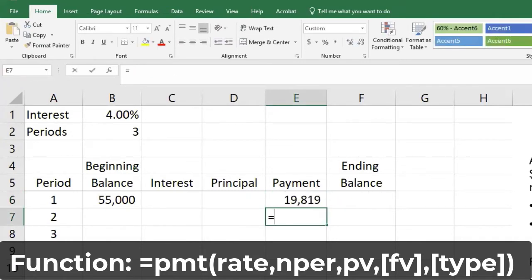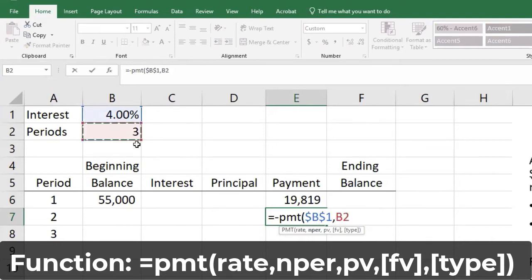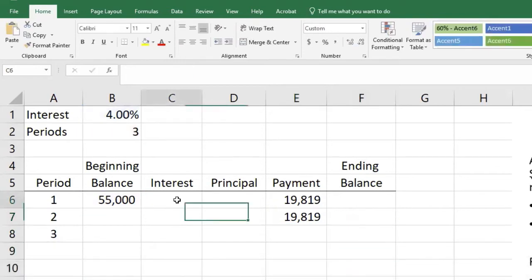Or I can cell reference, which is really the better choice because then it allows me to do what-if analysis by clicking on the B4, putting the dollar signs for the absolute reference. And then I could also click on the beginning balance, which is the loan amount, the present value. Make sure you close those parentheses, that'll give me the same amount.